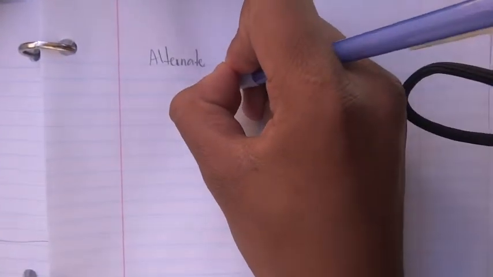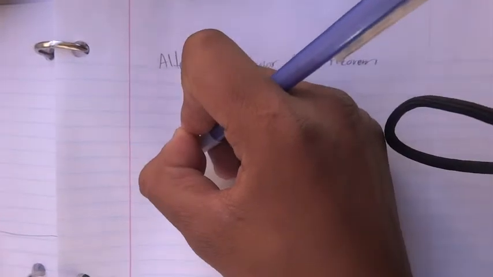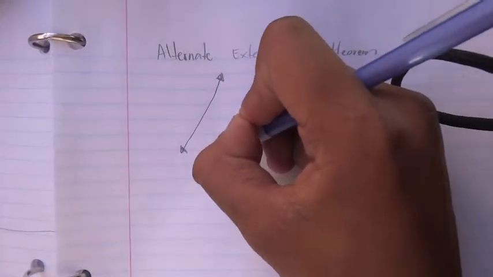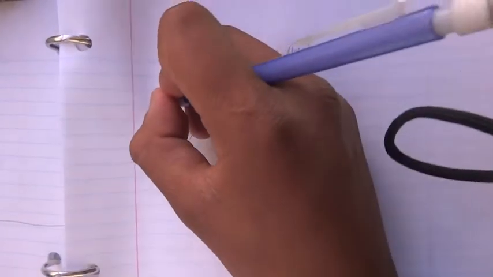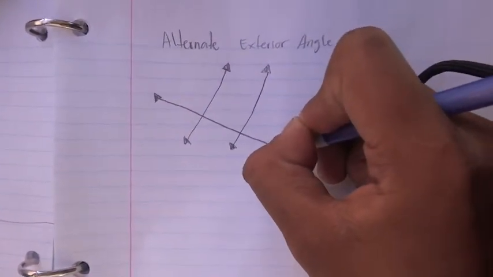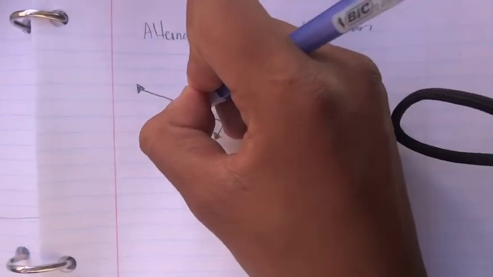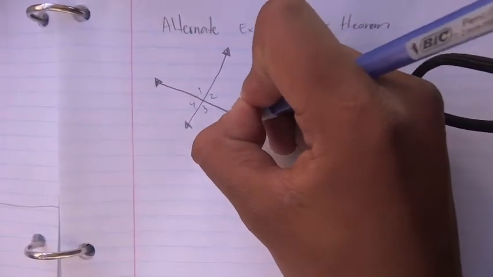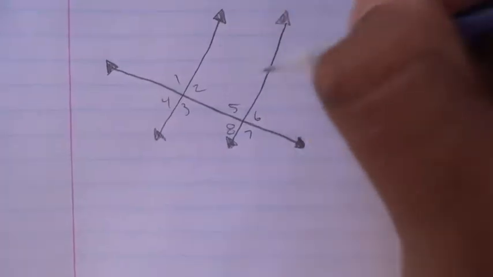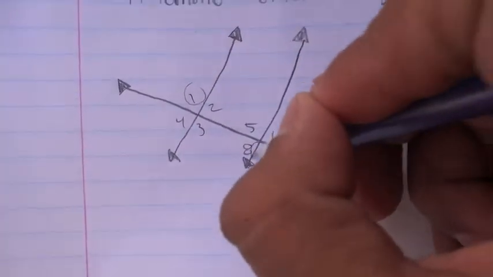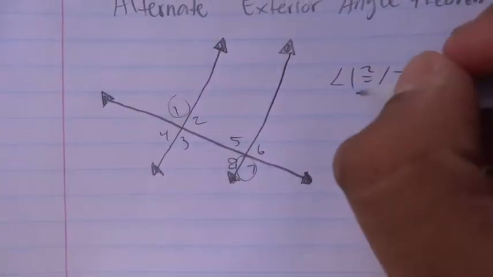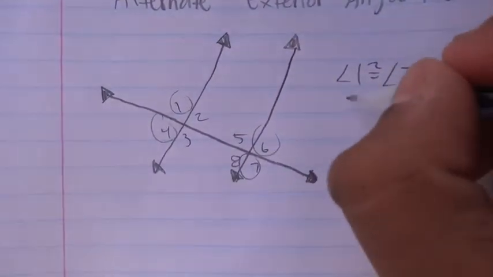So let me show you an example here. Let's show you as lines. This came out a little bit crappy. 1, 2, 3. Okay, anyways. So in this figure, angles 1 and 7 are congruent. So angle 1 is congruent to angle 7. And angles 4 and 6 are also congruent.